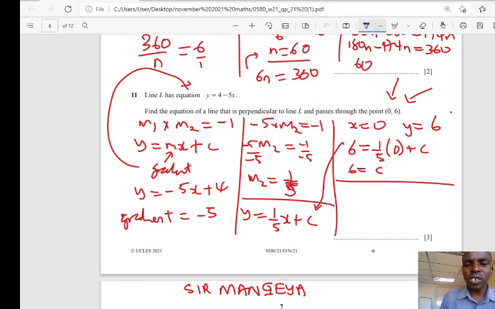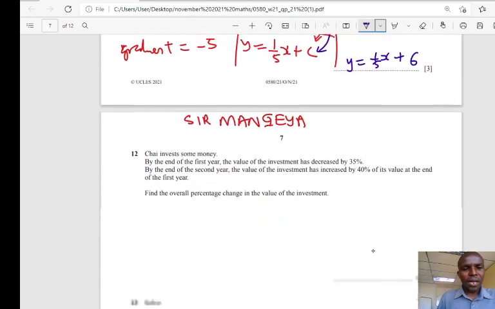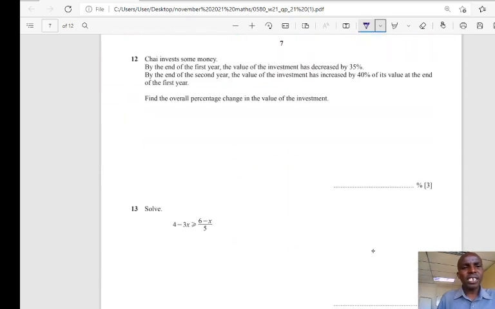You now substitute here to find your equation. It will be y is equal to 1 over 5x plus 6. That will be your equation. 3 free marks. Done. Next question, number 12.